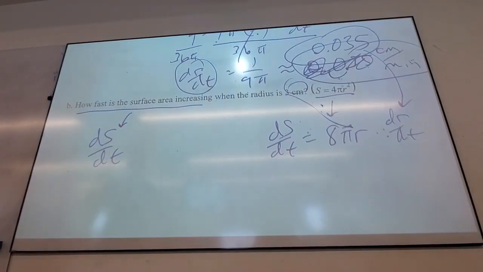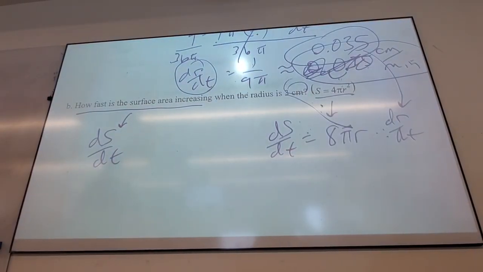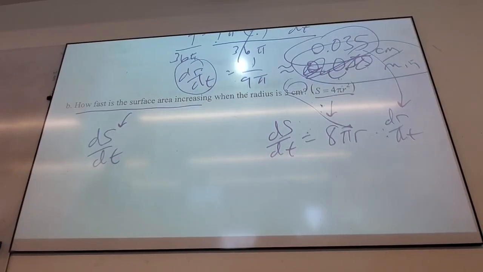So part B is like, go back in time and pretend that I didn't ask you about the volume, I asked about the surface area, right? So instead of taking the derivative of the volume, we take the derivative of the surface area, but part A did give us what DRDT is, which is what I need here. To figure out DSDT, I have to know what DRDT is.